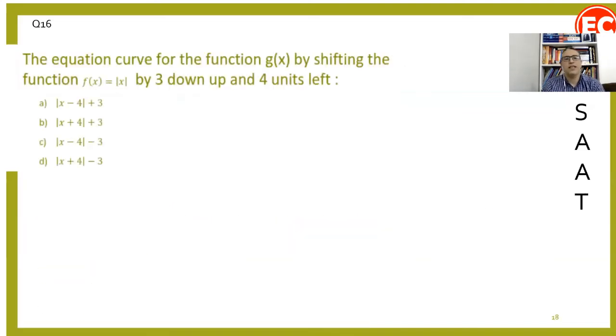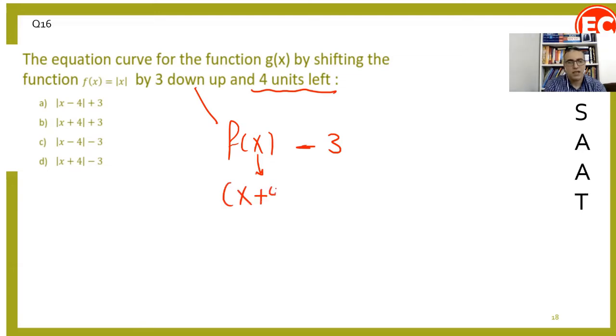Question number 16. The equation of the curve for this function g of h, shifting this function by 3 down and 4 units to the left. 3 down means that the function is all minus 3. And 4 units to the left means that this x is x plus 4. Left means positive. It's left on the graph.